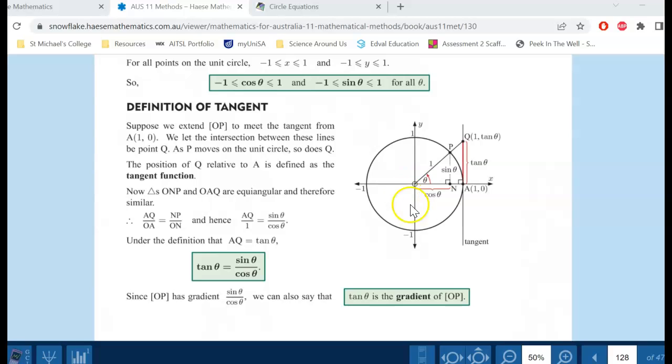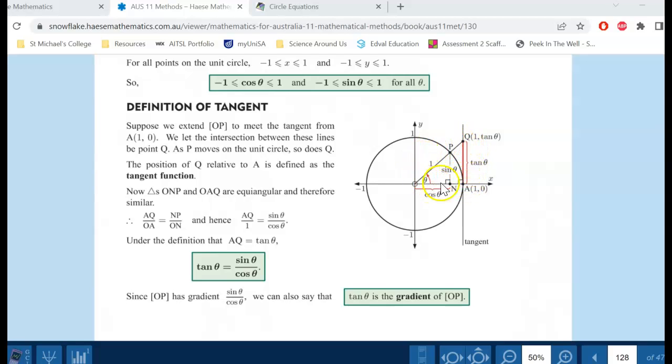So here's our unit circle. We've drawn a tangent at the point (1, 0), and we've also extended the line OP, so it was the radius, but now we've extended it so it reaches the point at the tangent. Now, this position of point Q, where that radius which has been extended intersects with the tangent, relative to this point A, is what is defined as the tangent function.